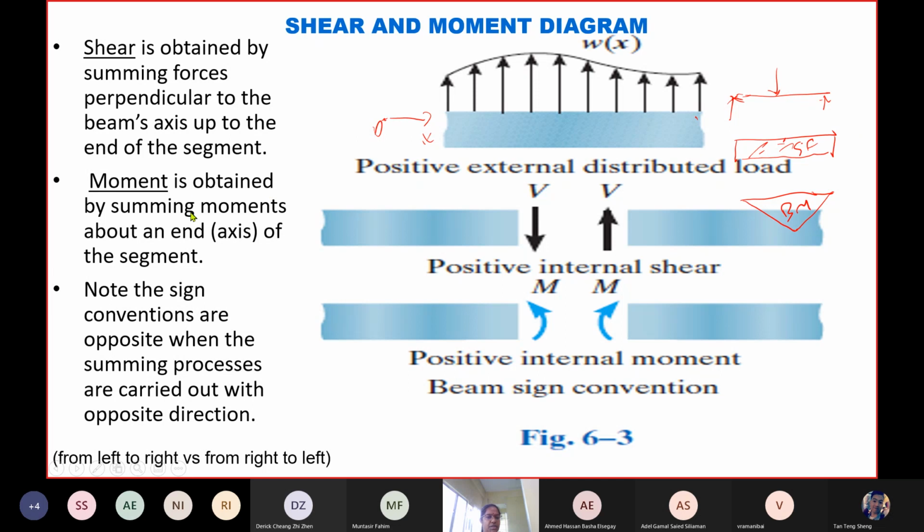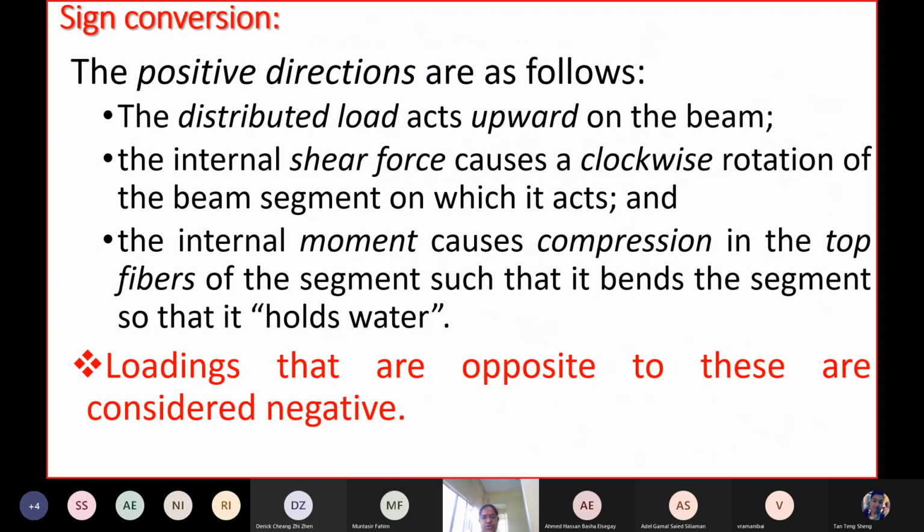The moment diagram also you can draw from one end to another. Note that the sign conventions are opposite when the summing process is carried out in the opposite direction. You have to either consider all upward positive or downward negative in shear force. In moment also you have to consider whether clockwise positive or anti-clockwise negative. All these types of sign convention will be used in drawing.